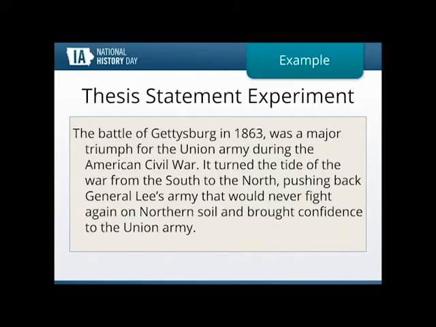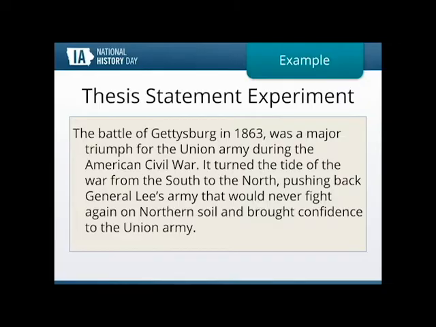All right, so we have a strong example here. The student was able to take those three different drafts and formulate a new thesis statement, something a little bit stronger that they're able to present with. The Battle of Gettysburg in 1863 was a major triumph for the Union Army during the American Civil War. It turned the tide of the war from the South to the North, pushing back General Lee's army that would never fight again on Northern soil and brought confidence to the Union Army.